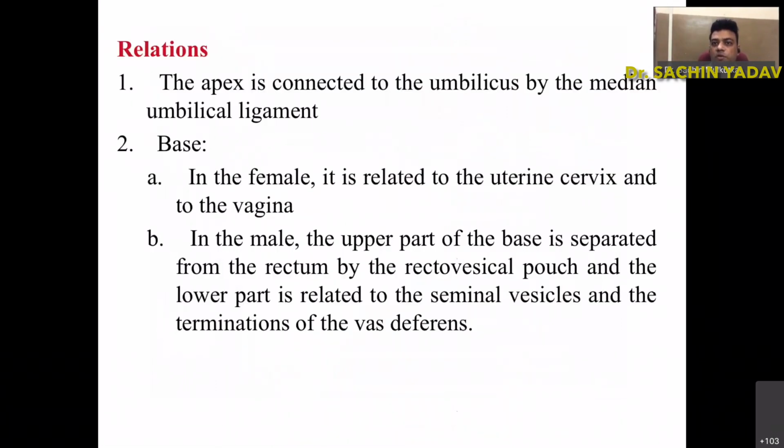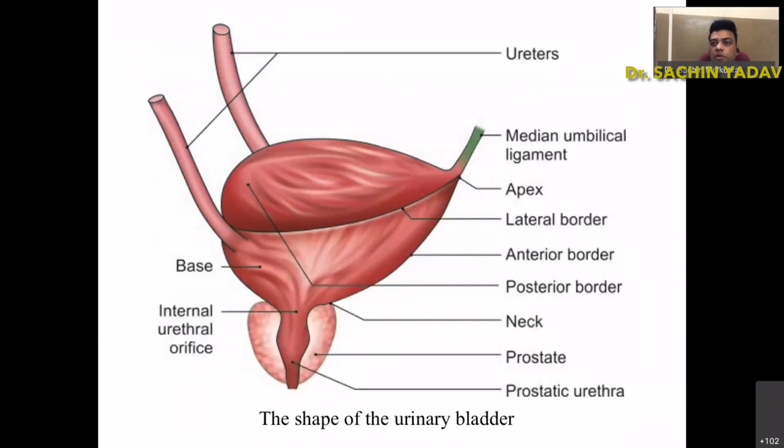So let us see the relations of the various parts of the bladder. You can see here the apex is connected to the umbilicus by the median umbilical ligament. In the previous diagram, we can see the median umbilical ligament ascending from the apex. This median umbilical ligament is the remnant of the urachus, or you can say the allantois.